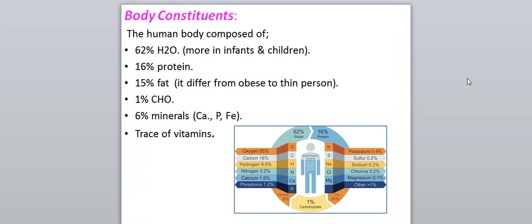We want to know about our body constituents. The human body is composed of 62% water. It is more in infants and more in children. We have to remember that. 16% is protein. 15% is fat, and it differs from obese to thin persons, maybe higher in obese patients. 1% is carbohydrate and 6% minerals like calcium, phosphate, iron, and there are traces of minerals and vitamins.